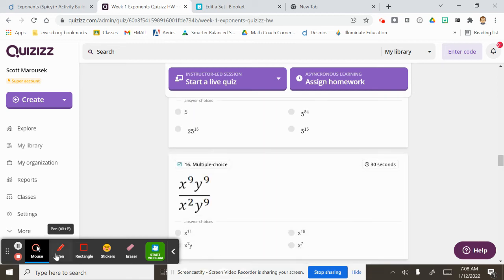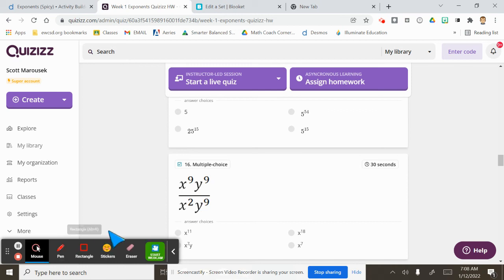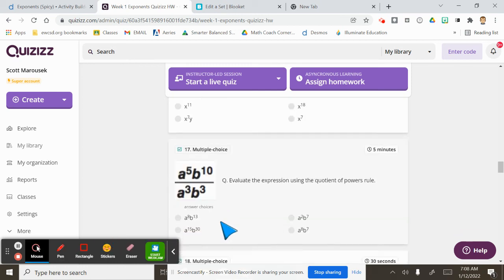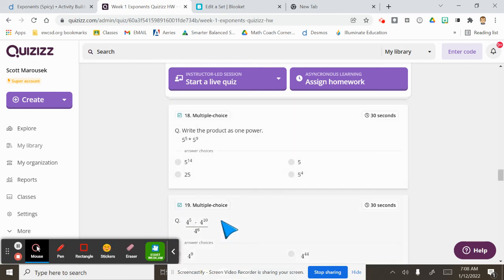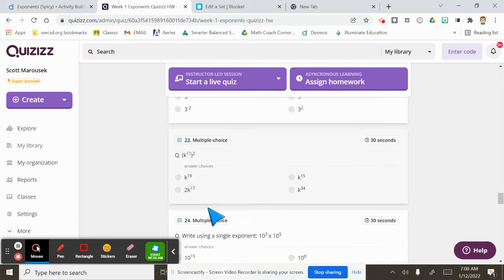This one's a little tricky because these two are going to cancel out. Oops, these two are going to cancel out. So there's no y going to be in the answer, but it's going to be x to the 7th. Okay. As we keep going through here, do the best you can.